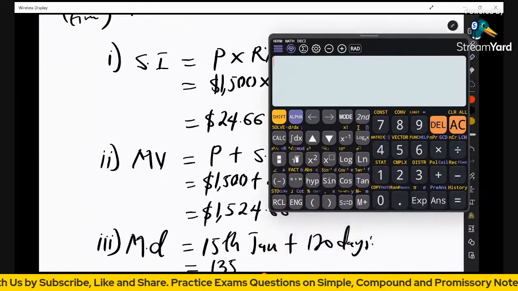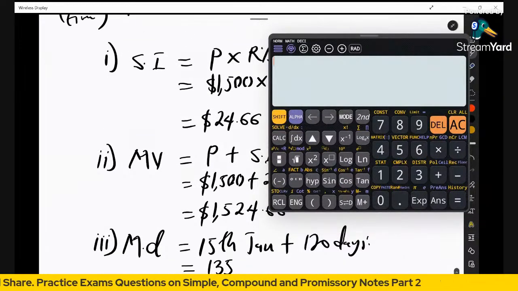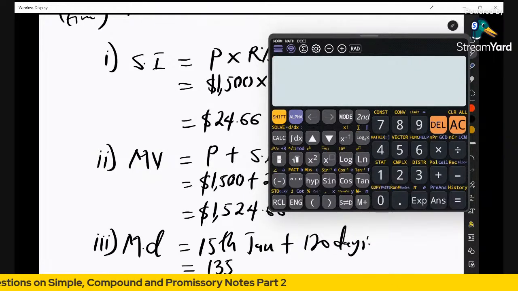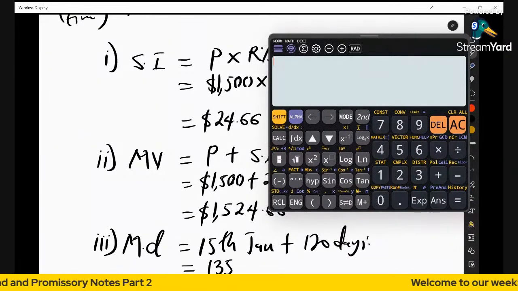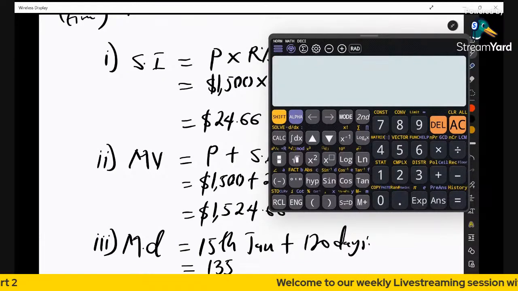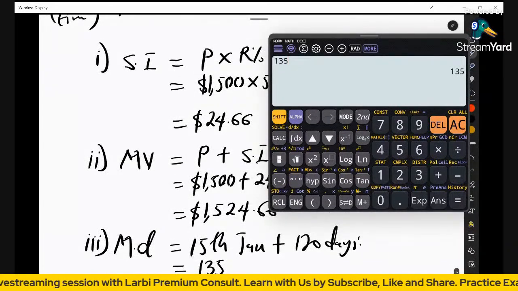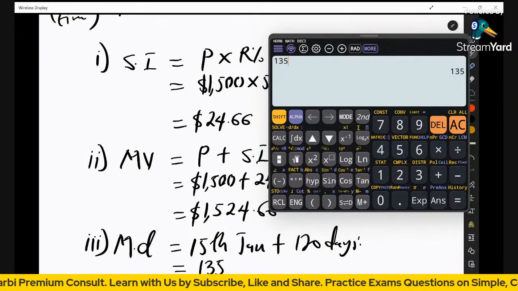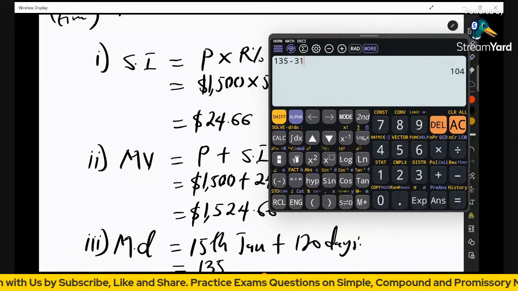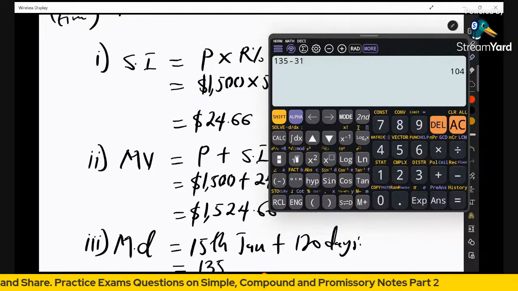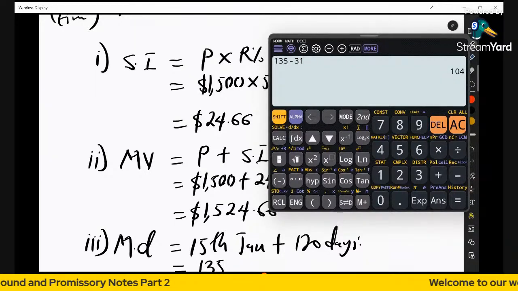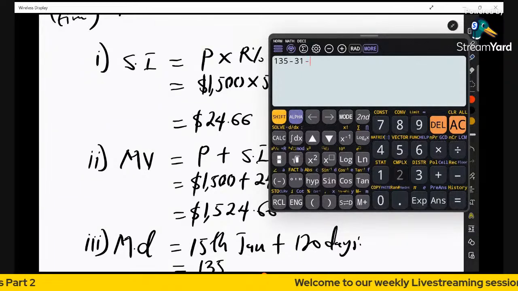Once you are done, you pick your calculator and deal with it. You ask yourself, in which month did the transaction occur? It occurred in January, right? Since we are dealing with exact time, we are using the normal days in the month, with 135 being the total days. January has 31 days, so first subtract 31 from here, and we are left with 104. From January, we move on towards February. February is 28, so subtract 28 from here. We are left with 76.